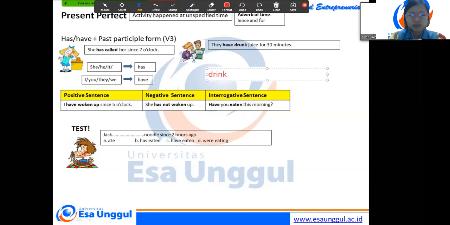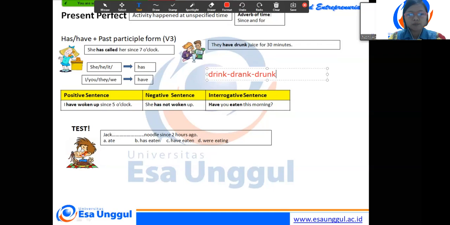We can look at this one: drink, drank, and drunk. This is verb 1, verb 2, and verb 3. You can say verb 3 as the past participle. For the positive sentence, for example, you can say, I have woken up. Because the subject is I, so you use have.